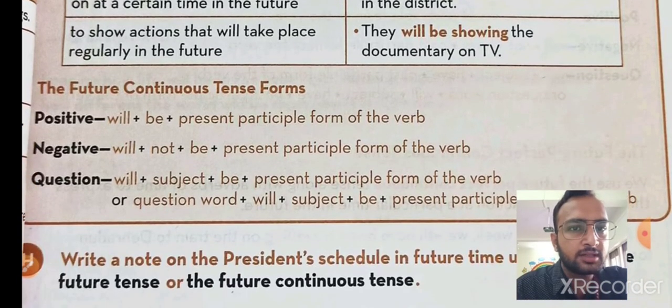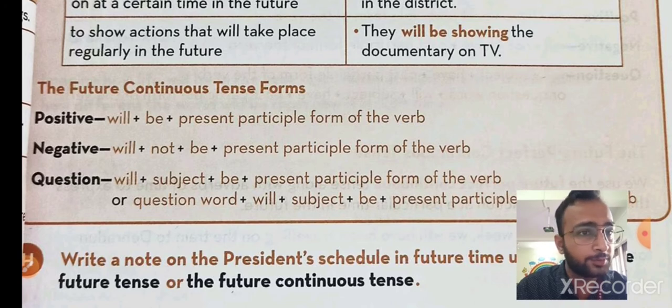So here are some of the rules of the future continuous tense. Please note it down as a note. Positive: will plus be plus present participle form of the verb. I hope you get that. Negative: will plus not plus be plus present participle form of the verb. That would complete a negative future continuous tense.